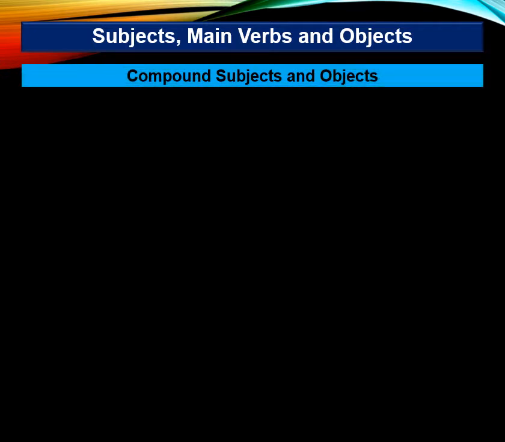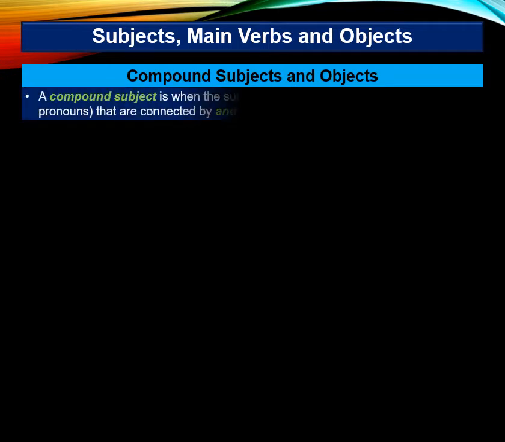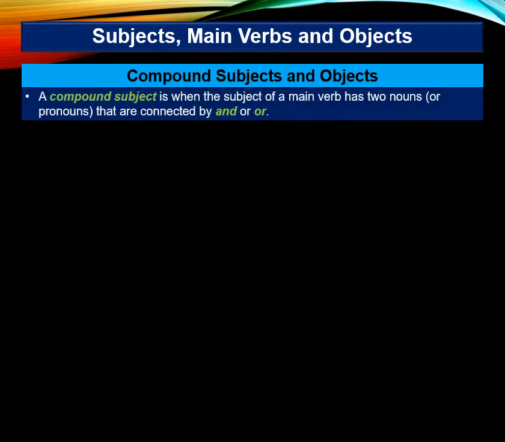Now, what are compound subjects and objects? A compound subject is when the subject of a main verb has 2 nouns or pronouns that are connected by and or or. Australia and New Zealand have very similar flags. There's one verb, have, but it has a compound subject, Australia and New Zealand.